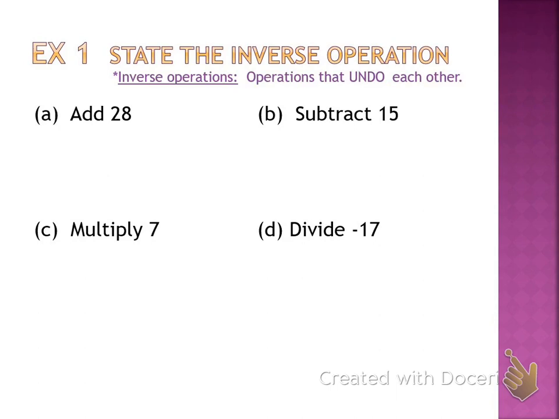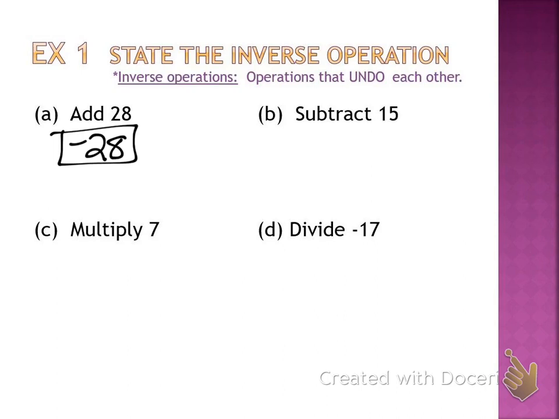If I'm dividing a number, what would be the opposite of dividing or the inverse of dividing a number? Multiplying. So addition and subtraction undo each other. Multiplication and division undo each other. So that's what we're talking about when we say inverse operations. Now let's look at this first problem. If I'm adding 28, what would be the inverse of adding 28? Subtracting 28. So I'm going to put minus 28 and I'm going to box it in.